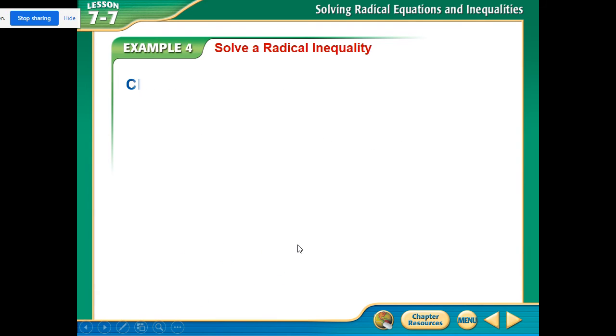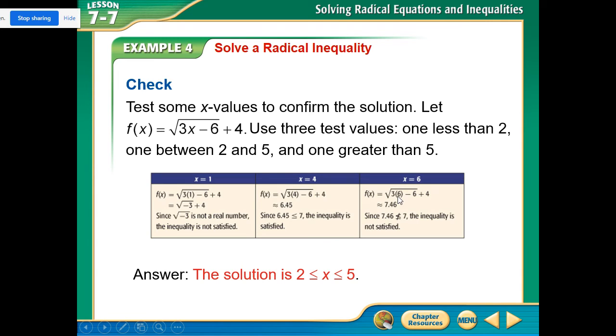Let's see about the last section here. So we're going to try 6. Put 6 in. 3 times 6 is 18, minus 6 is 12. Square root of 12 plus 4 is 7.46, which is bigger than the 7. So that area is not good. So the only area we want is between 2 and 5. So we just write 2 is less than or equal to x is less than or equal to 5.